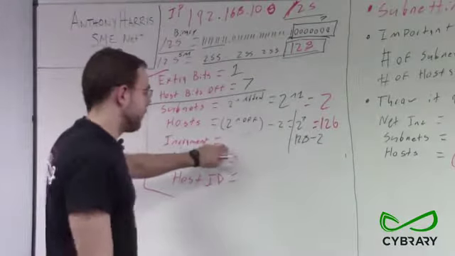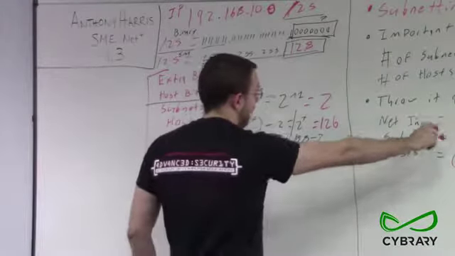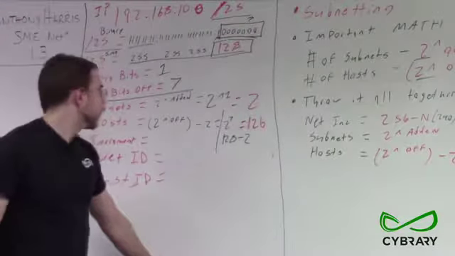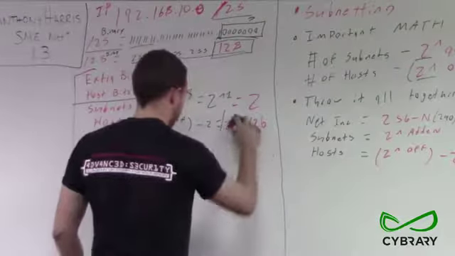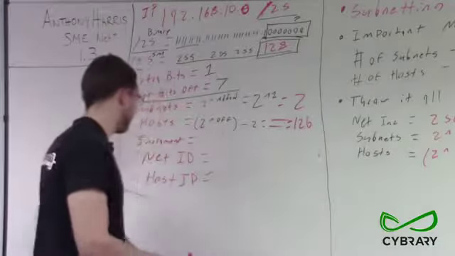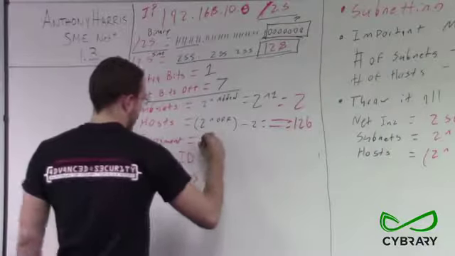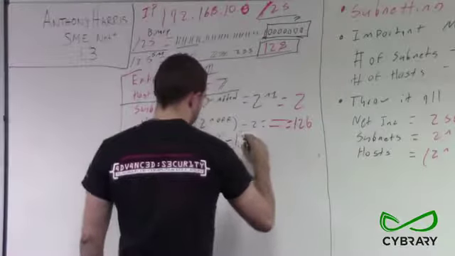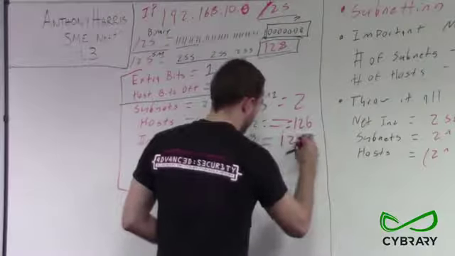Now we need our increment. Our network increment we talked about earlier is going to be 256 minus this number. So our network increment is going to be 256 minus our 128. Our increment number is going to be 128.